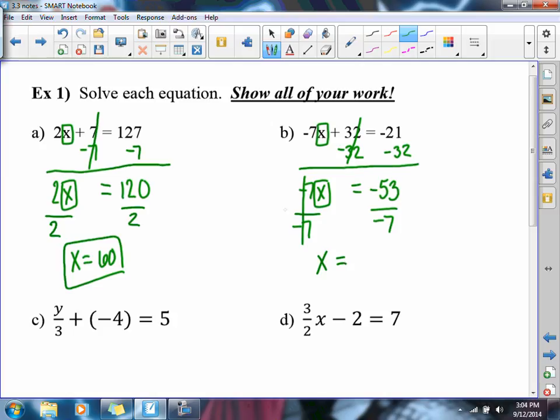And when I divided by the negative 7 on the left side, I also had to divide by the negative 7 on the right side of the equation. However, negative 53 is not evenly divisible by negative 7. So I'm going to get a decimal for my answer here. Negative divided by negative is a positive, and we're going to round our decimal to 2 places if it's not already 2 places on the calculator.